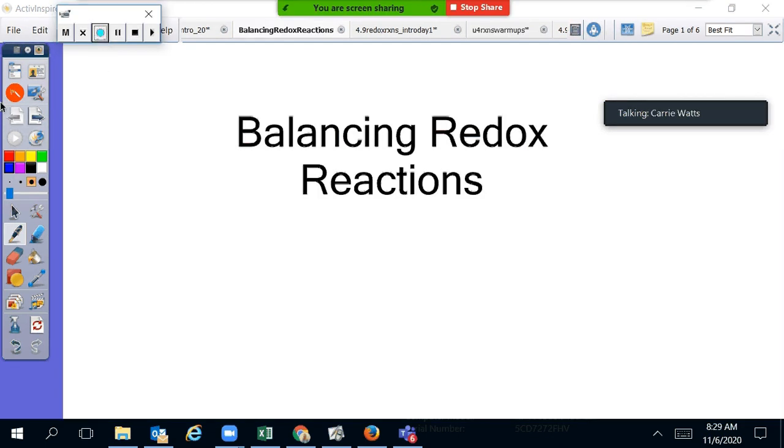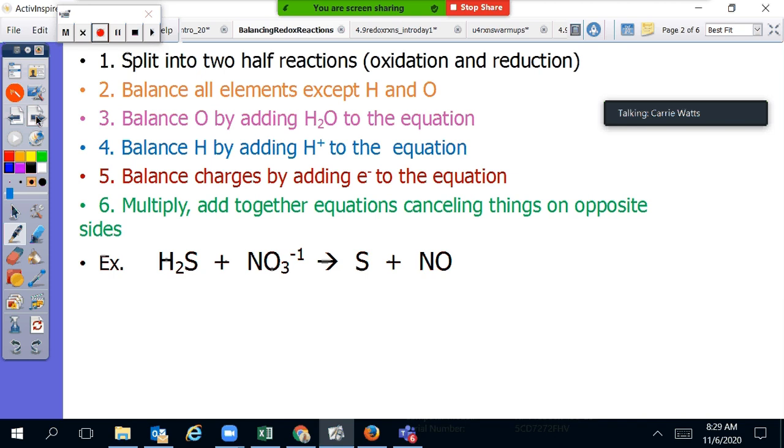Okay, so today we're going to talk about balancing redox reactions. And these 6 steps are what you're going to do every single redox reaction. Every single one. Okay, so you can see here we have a reaction below. And what we're going to do is I'm going to break it down step by step. And we're going to use every one of these steps.